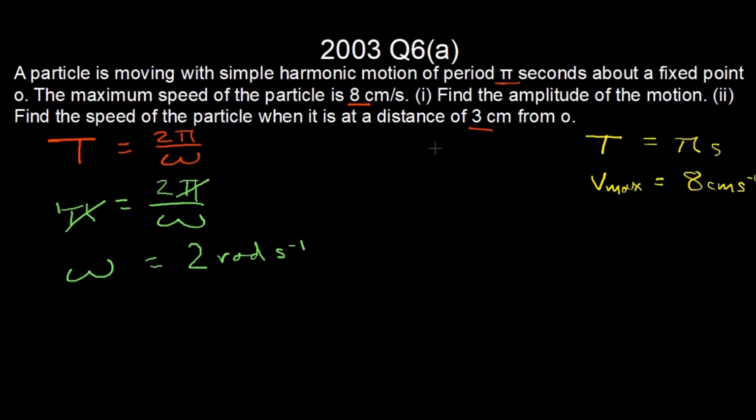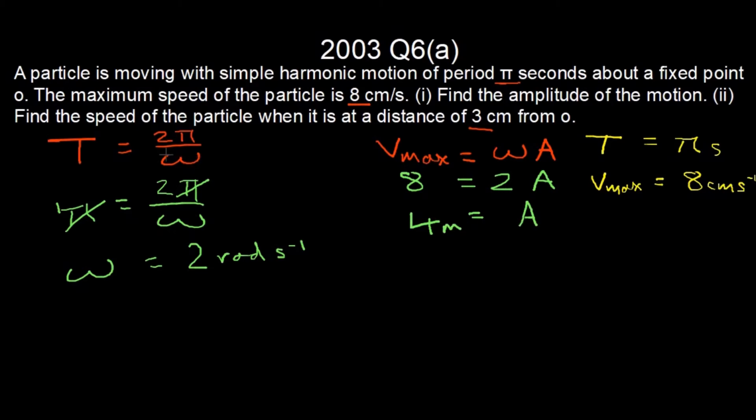Now that we have omega, we still need to find the amplitude. The next formula I'm going to use is Vmax is equal to omega A. We were given in the question that the maximum velocity is 8, and we just figured out omega is 2. Now we need to find the amplitude, so divide both sides by 2. I get 4 is equal to A. And the units are centimeters.